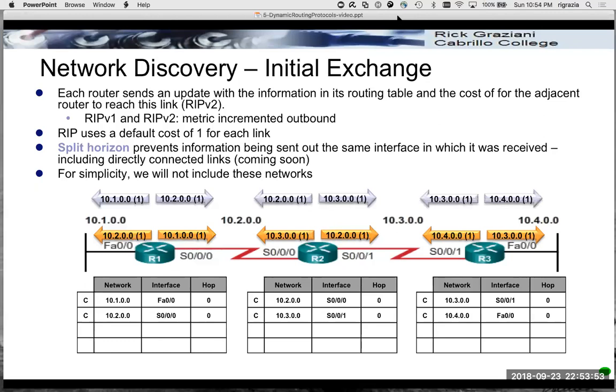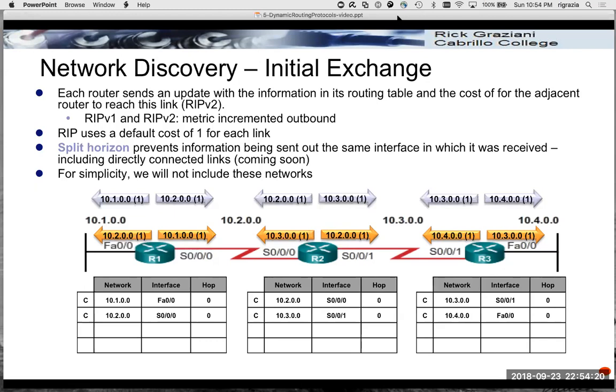So what's happening here is each router knows about its own directly connected networks and then advertises them by use of the routing protocol message, in this case RIP, to tell its neighboring router, hey, these are my networks, and you can get to them one hop away. That's one hop for you to get there.